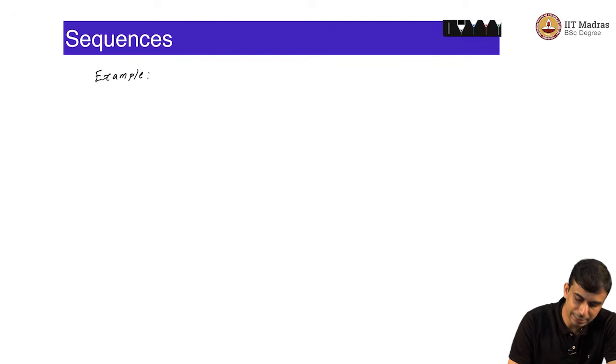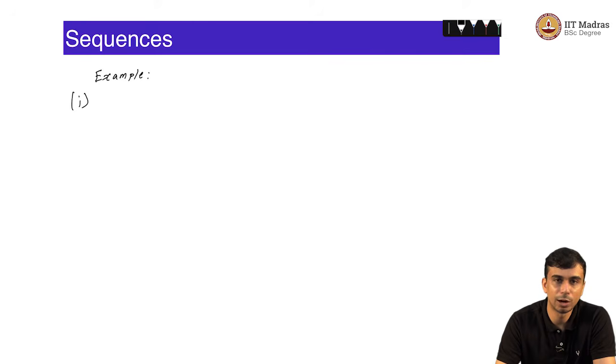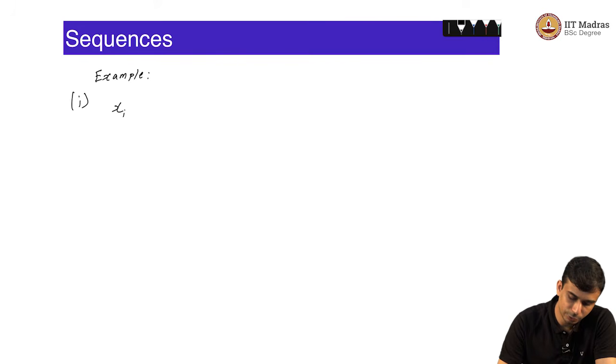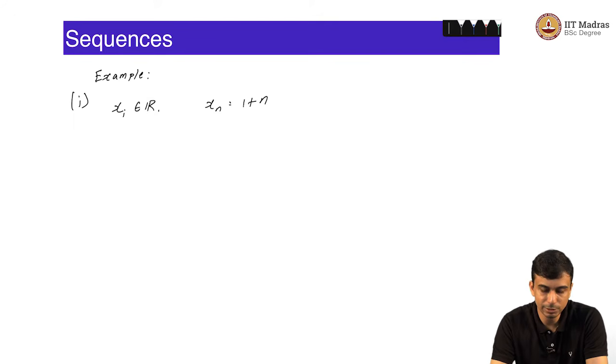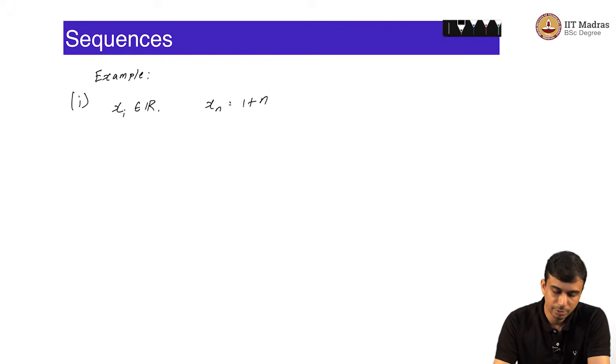So, for each of these example sequences, think: does the sequence converge or not? If it does converge, what is the convergent point? Let us say your first sequence x_i is just real valued, not even R2. What is x_n? x_n is simply equal to, let us say, 1 plus n. Does this sequence have a convergent point? Does it converge to anything? That is the first question.